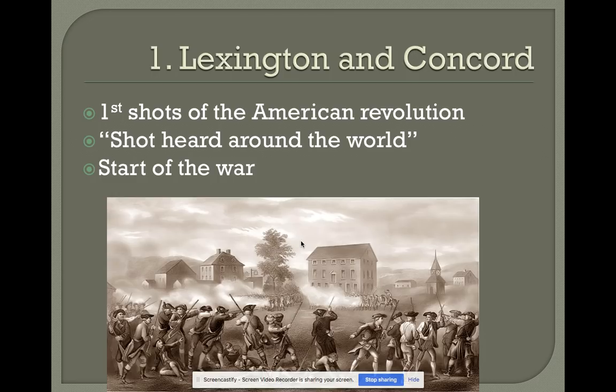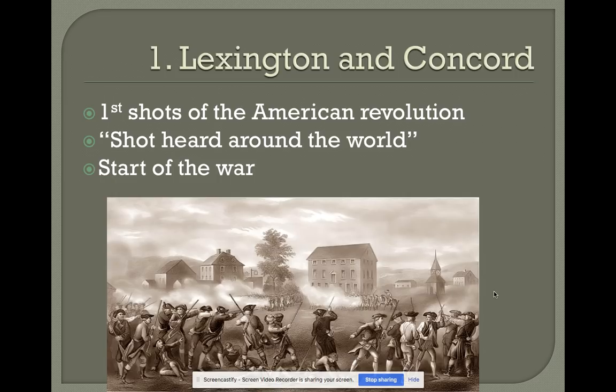So in box number 1, you need to put down Lexington and Concord. This is the first shots of the American Revolution. These are the first battles that we had. This is when Paul Revere went riding around, "the British are coming," and got all that information. As they showed up, the Minutemen, the militia down here in the bottom, were able to fight back the British and force them back in the first battles. This is also known as the shot heard around the world.